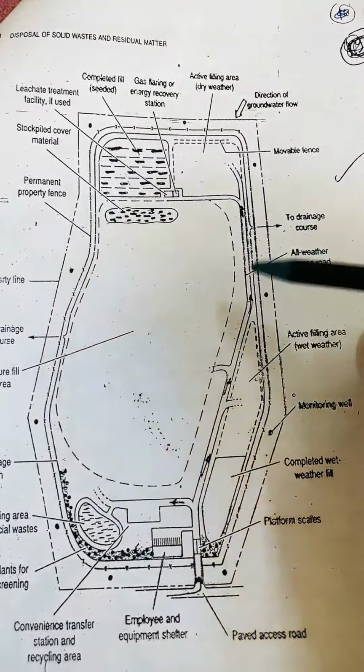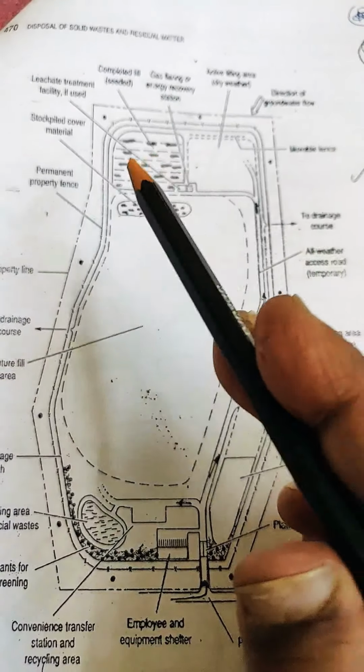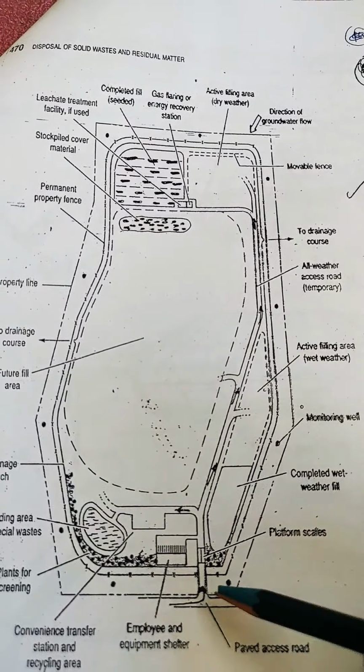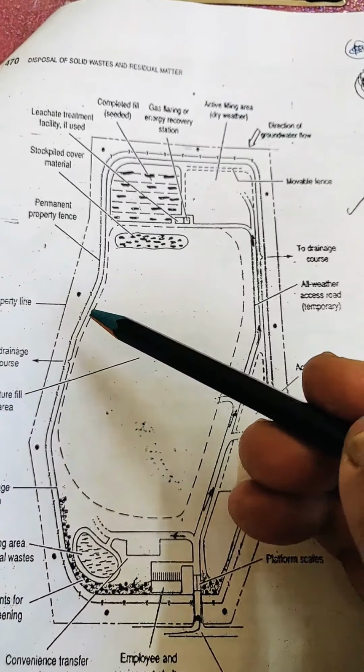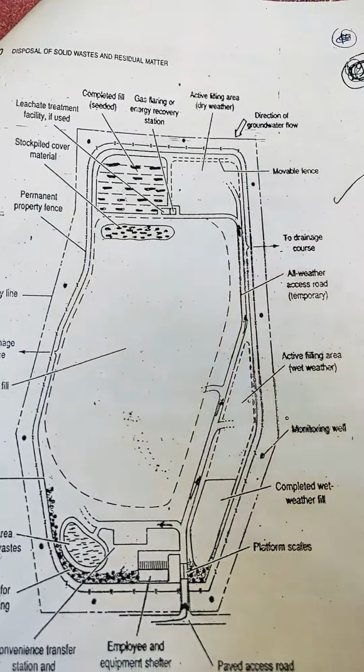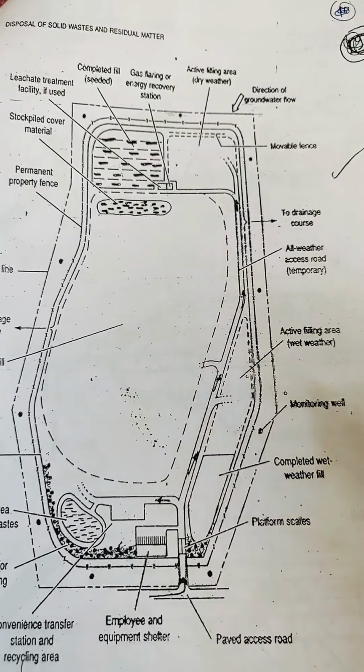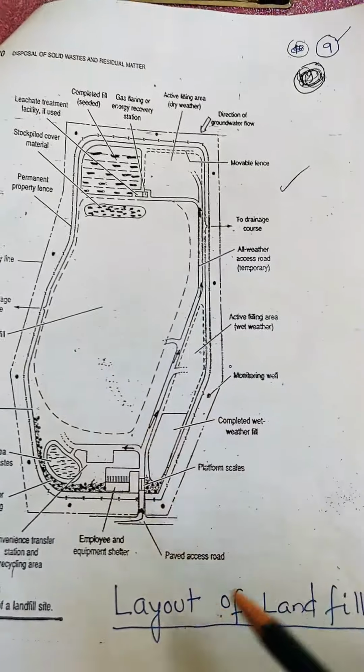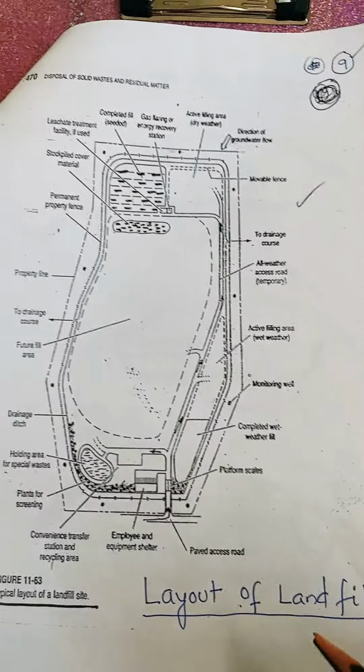So this is one of the typical layouts. Here you can see small dots. These dots are monitoring wells. They are dug to study the water contamination, whether the water is contaminated by this soil filling. So for that, these small wells are dug and monitored often. So this is a typical layout of a landfill site.